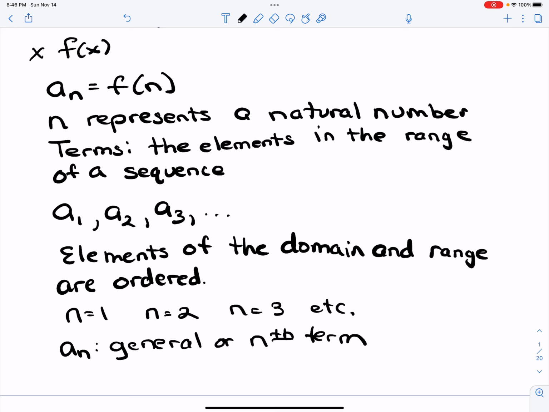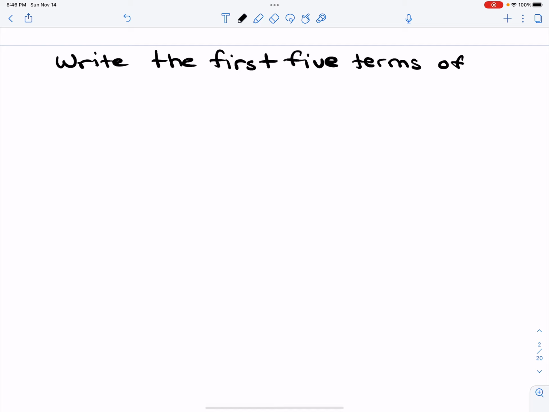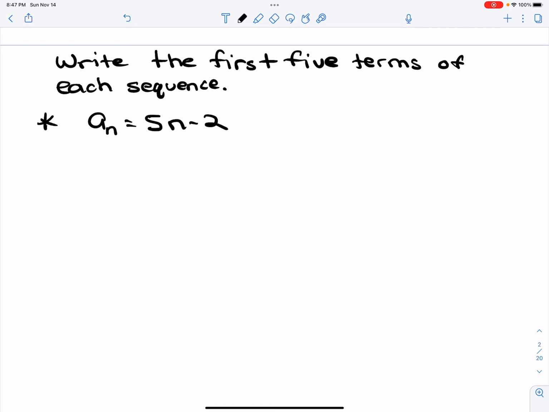Okay, so let's look at writing some terms of a sequence. A couple of examples. Write the first 5 terms of each sequence. So this is going to be finite, because we're specifically doing 5. For the first one, we've got a sub n equals 5n minus 2. So for our domain, n is 1, 2, 3, 4, 5.